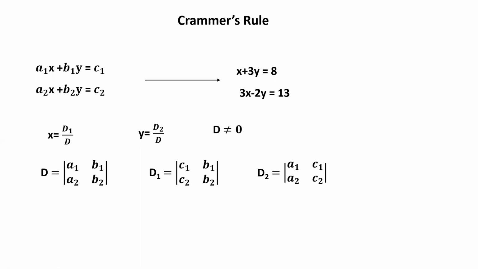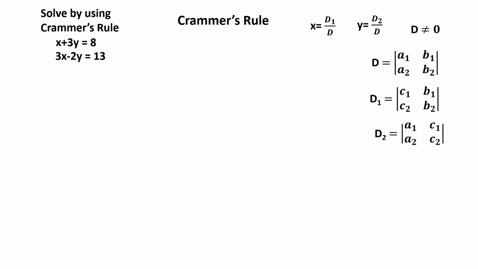Okay, now let's look at examples here. There are two equations we need to solve by Cramer's rule. The first equation, x plus 3y equals 8, and the second equation, 3x minus 2y equals 30. I have already discussed how to find x and y using Cramer's rule. I have written on the right side d, d1, and d2, and how to get them. It's clear how to get them, right? And remember, very important, d should not be equal to 0.